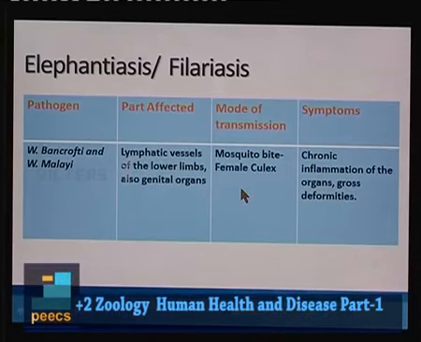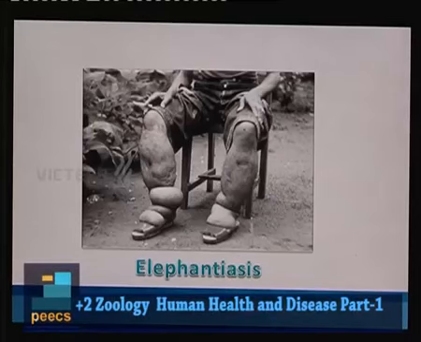You can also see the symptoms given here in this table: chronic inflammation of the organs that are affected, and wherever this organism is affecting, there will be a gross deformity or enlargement of the body part. So, that is the main symptom, the enlargement or deformity of the body part which is affected. Here you can see a person with his hind limbs affected by elephantiasis. Elephantiasis is also affecting the scrotal region.